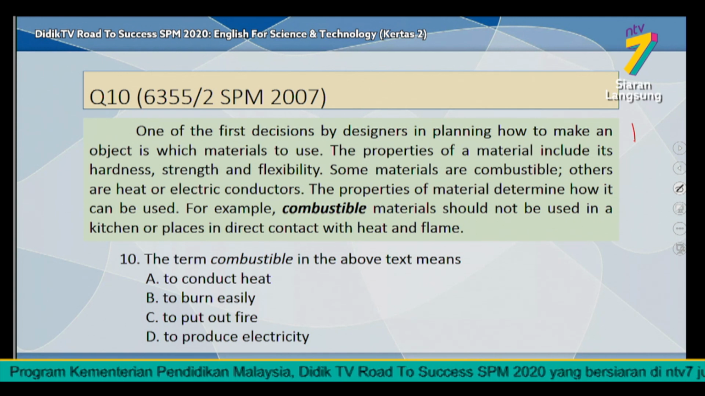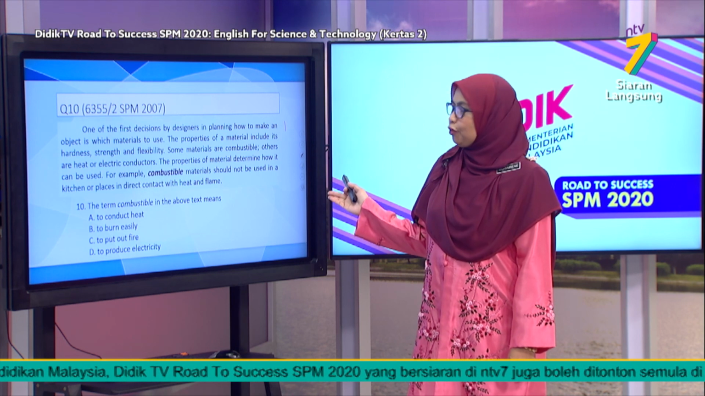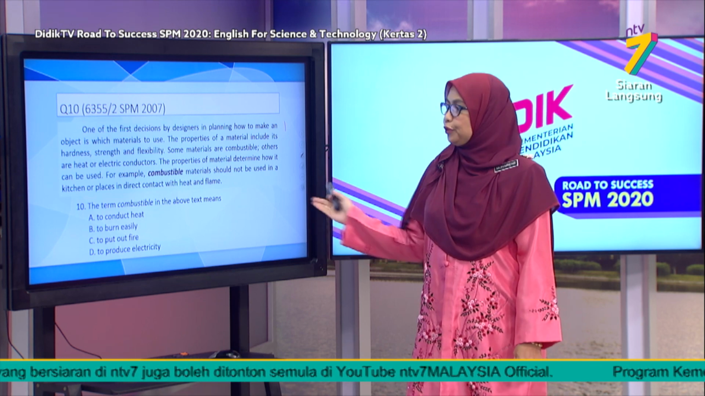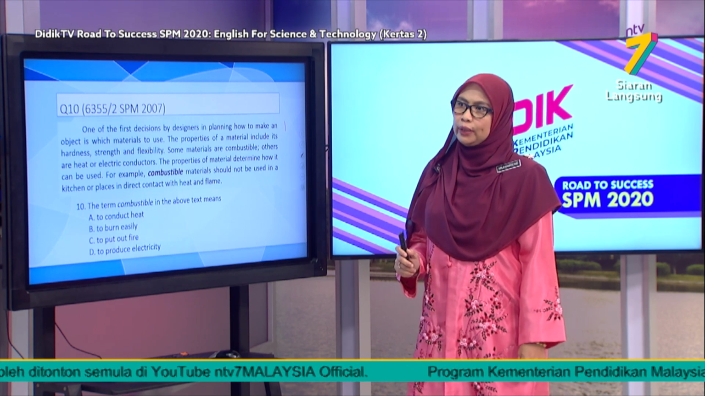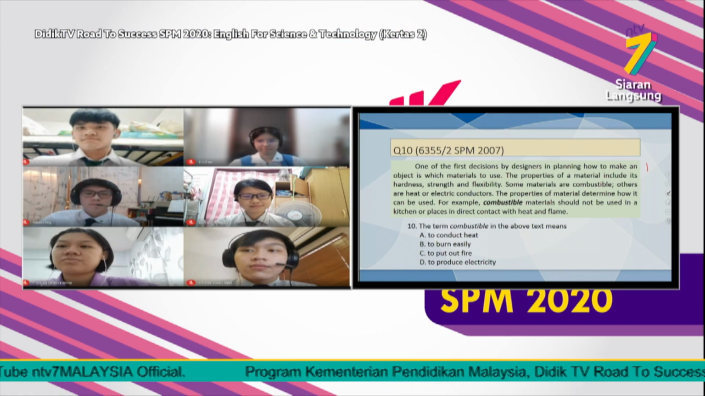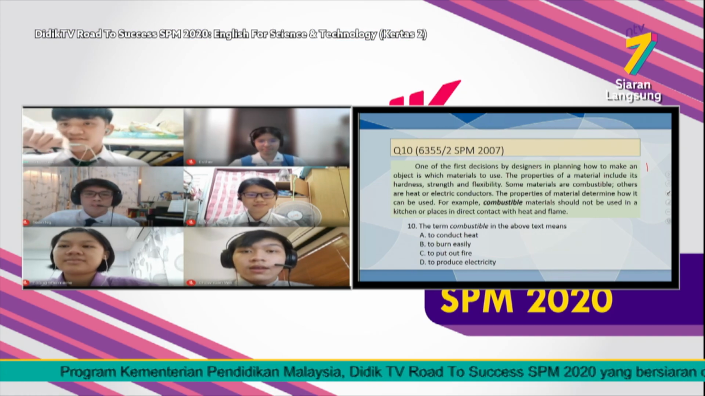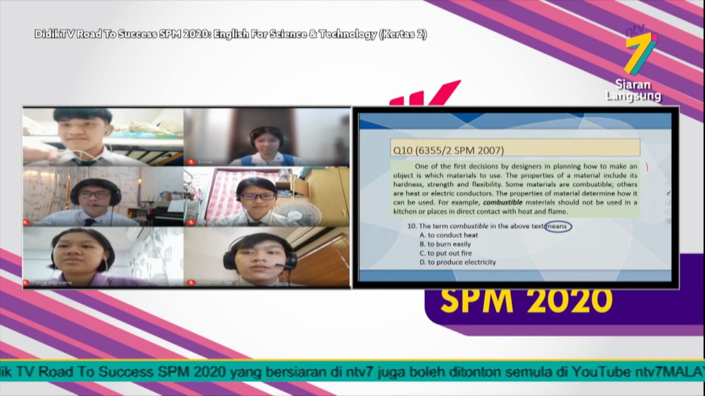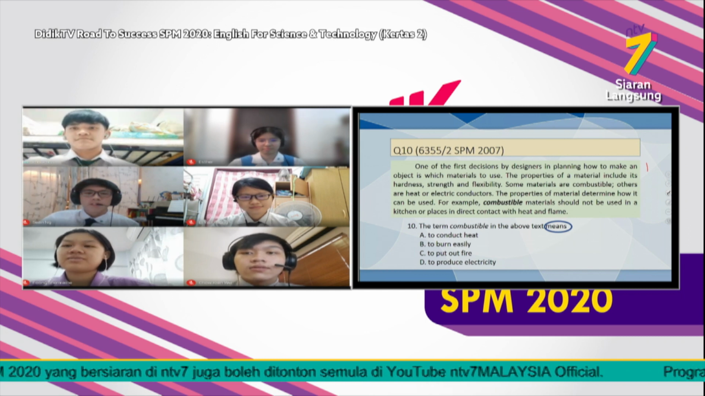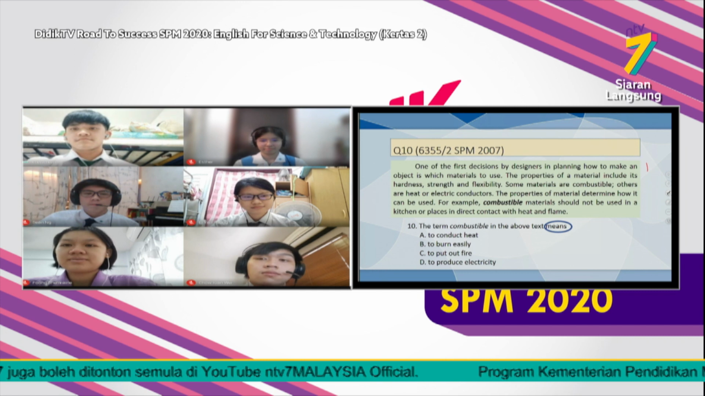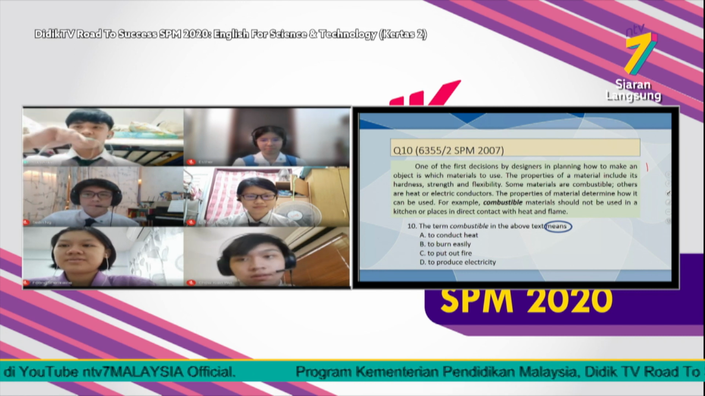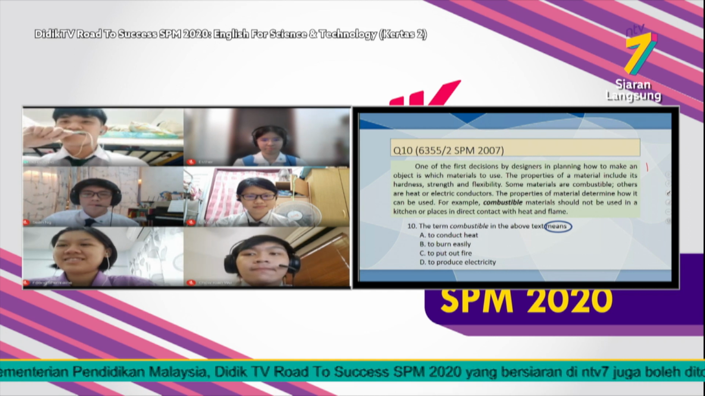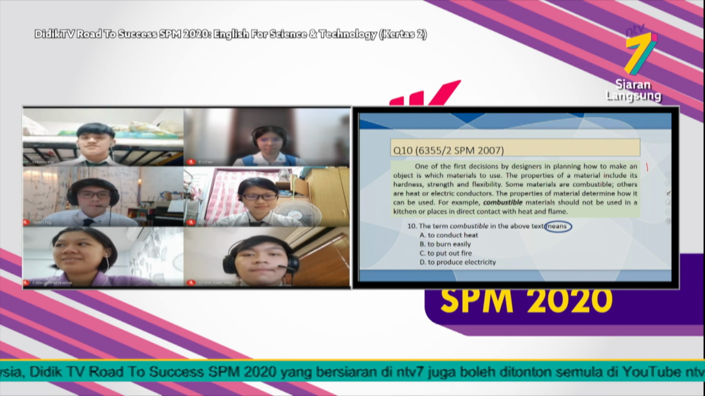Okay, thank you, Justin. So when you get this question for paper 2, you have to look for the keyword in the question. If you refer to question number 10, what is the keyword, Justin? What does combustible mean? So the keyword here is means. You must know what the term combustible in the above text means. The answer is B, to burn easily. So combustible means to burn easily. Well done.